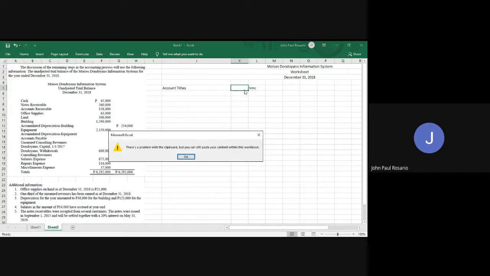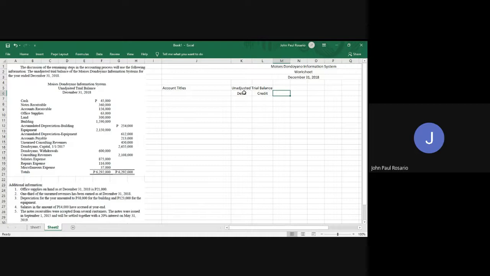So let's leave one space after the date. Then account titles. Let's make this a little bit wider to account for the long names of the account titles. The first pair is our unadjusted trial balance. Same as usual, our left side is our debit and our right side is our credit.